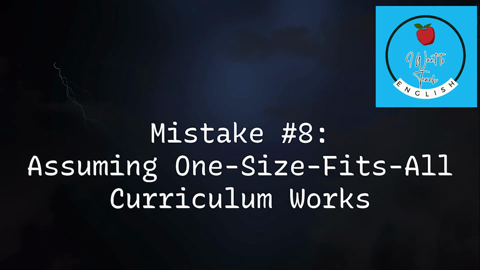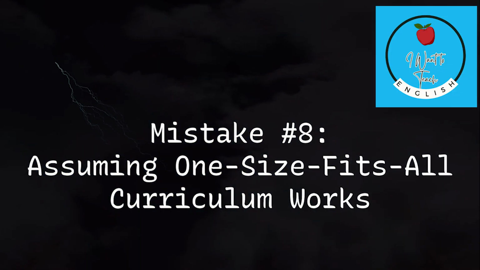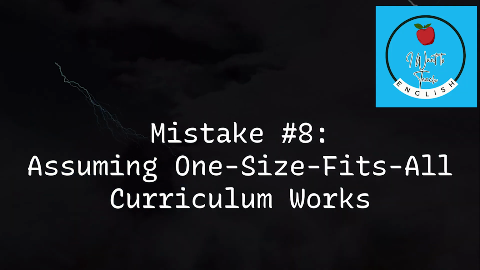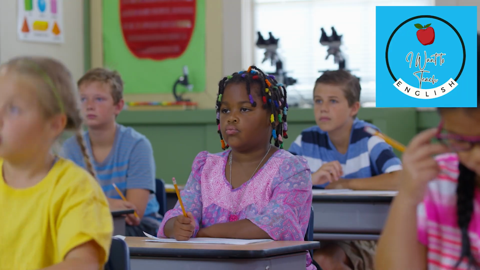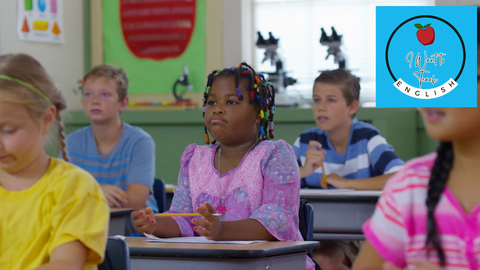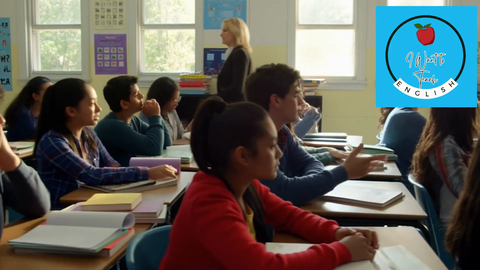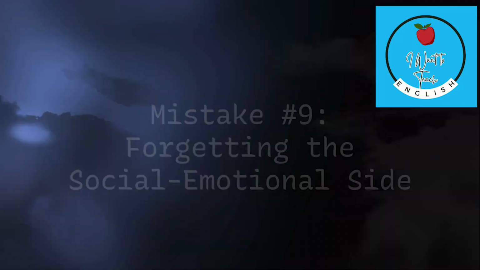Mistake number 8 is assuming a one-size-fits-all curriculum works. Okay, I don't personally and professionally believe that it's conducive to multilingual learners, especially the ones at the lower proficiency levels. Many of these curriculums are designed for native English speakers. Let's not kid ourselves here. They're designed for English speaking students. So multilingual learners, English learners, need modified text. They need differentiated text. They need visual supports. They need differentiated pacing, like we discussed earlier about slowing down the presentation of it.